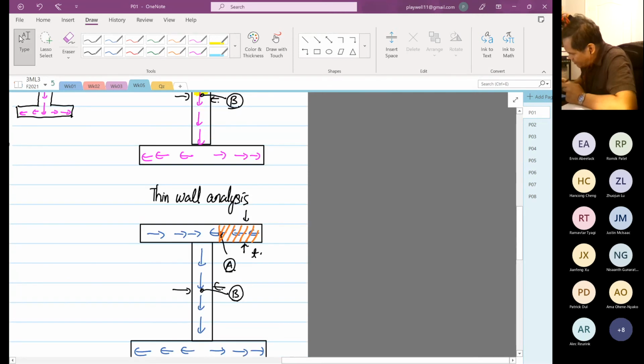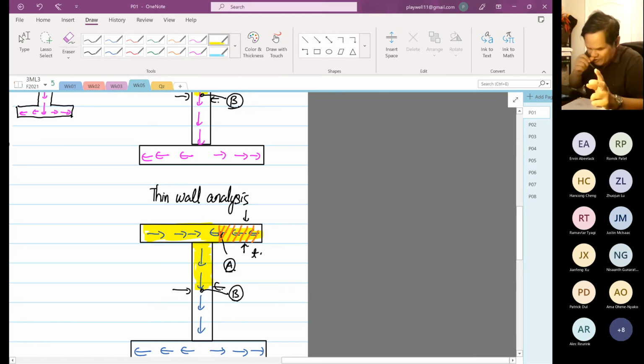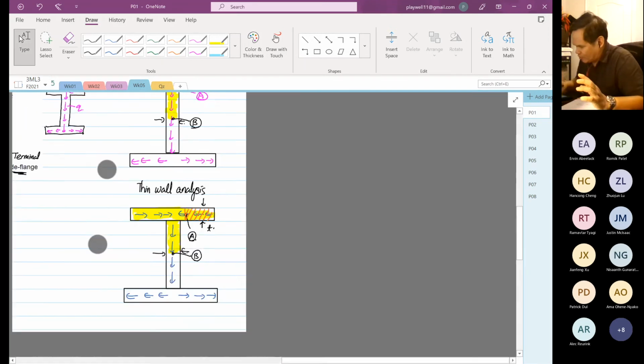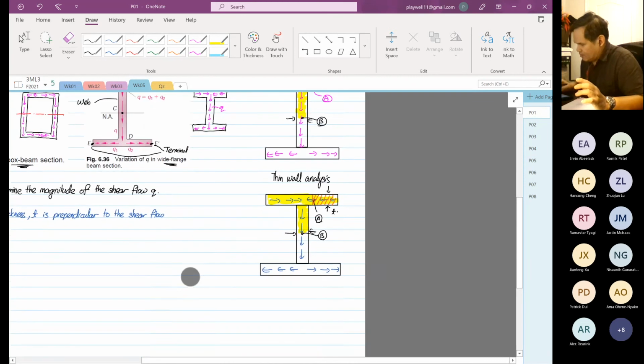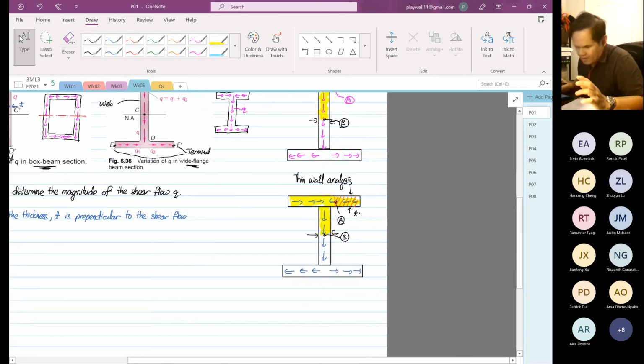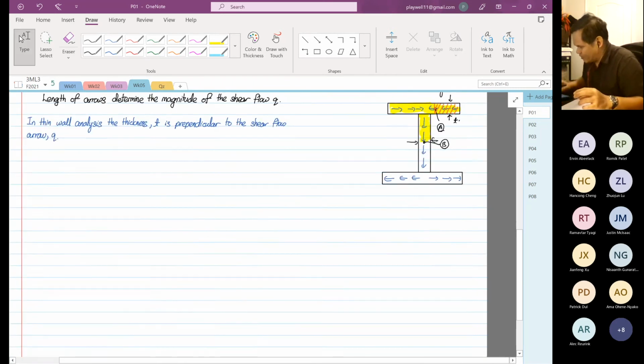So for thin wall analysis, it's the same. So thick or thin wall analysis, there are differences. There are also some similarities. So now let me stop talking too much theory. Let's look at an example first. The example we're going to do has a combination of thick wall and thin wall structure. So let's look at the example.